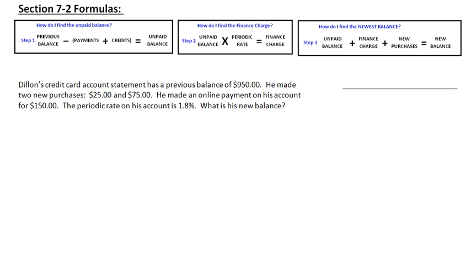Now we are looking at Section 7-2. And what we're looking at in this section is a new, different way to calculate a person's new balance for their credit card.